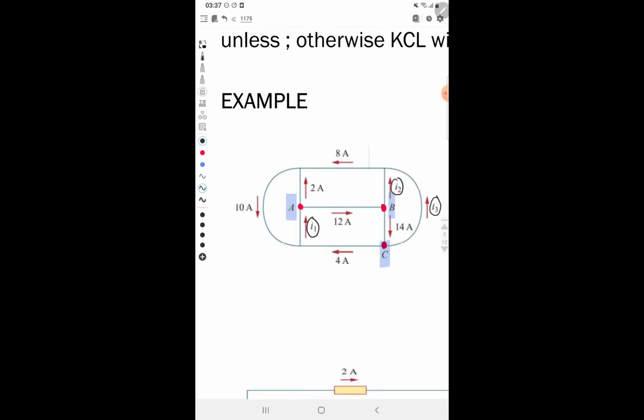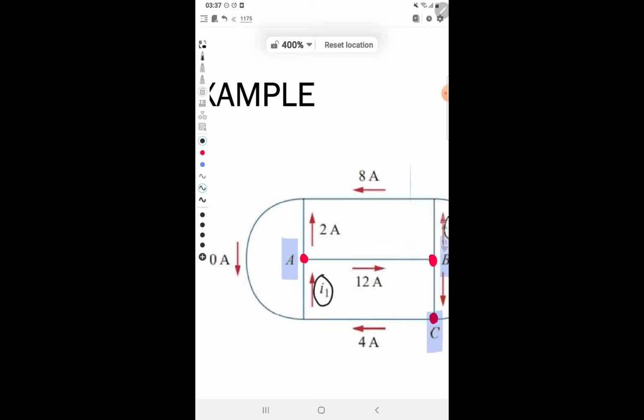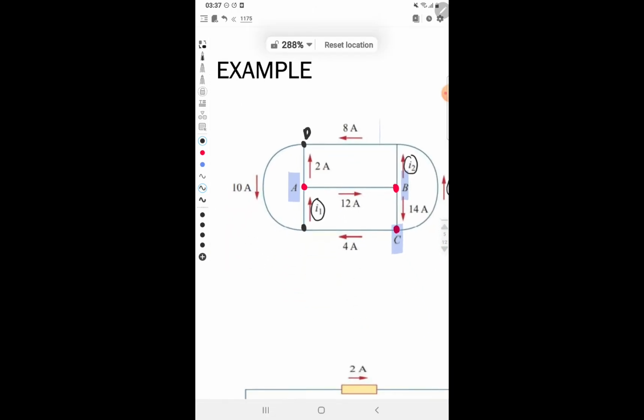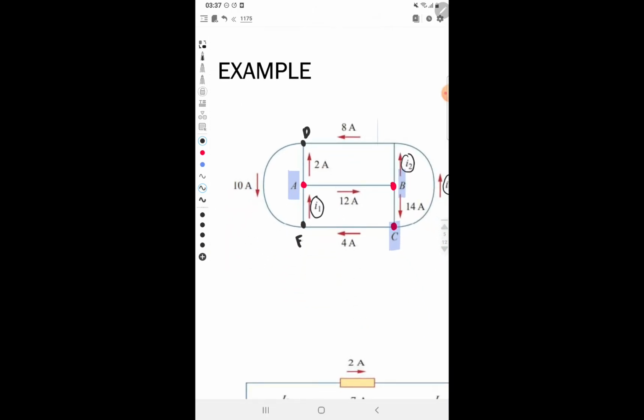Let's say we have our node D. Let's say this will be our node D. We also have another node here, which may be our node E. Then another node here at node F.